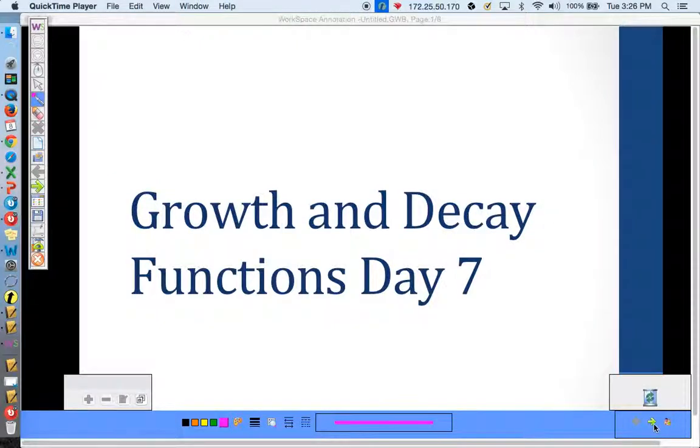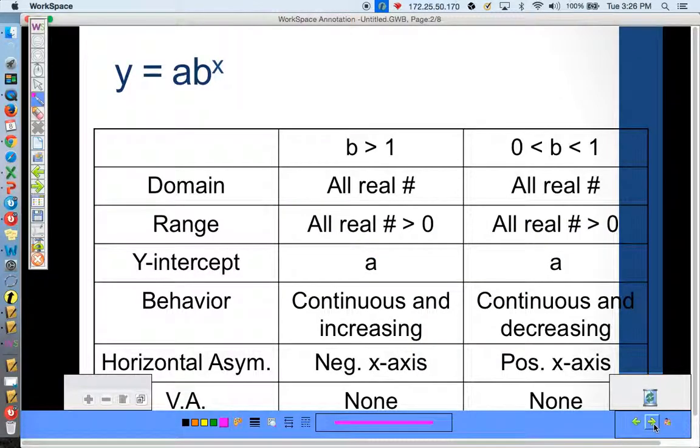Exponential growth and decay. If you did not do the investigation from day 6, you will want to borrow a calculator from Miss Using and work on that first. So we're going to talk a little bit more formally about those exponential equations, the ones that yesterday we saw as exponential growth or decay equations.